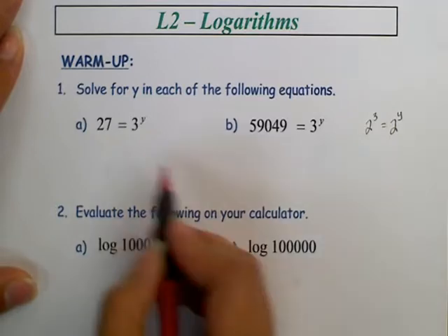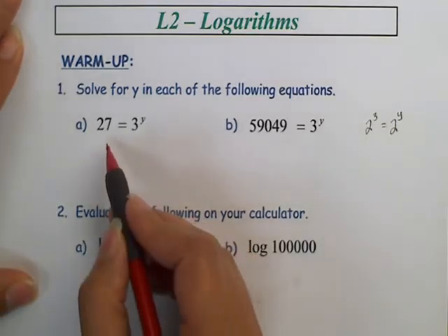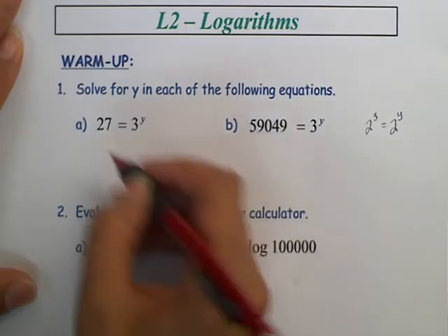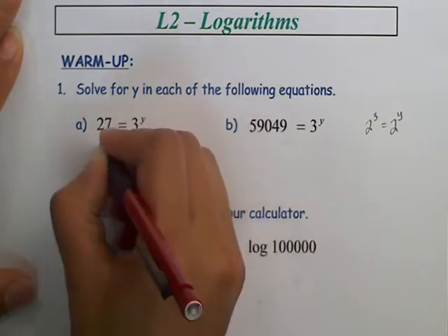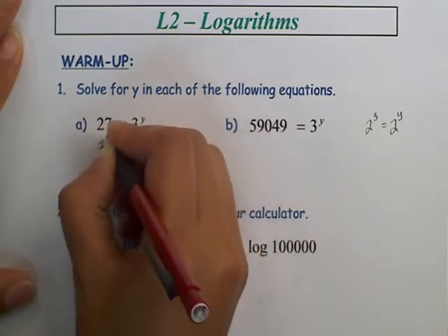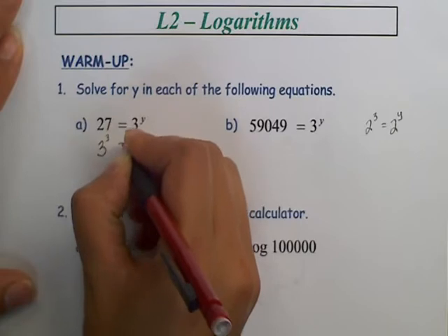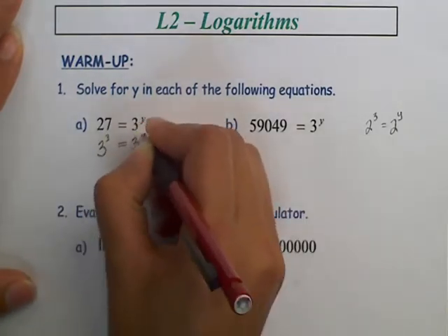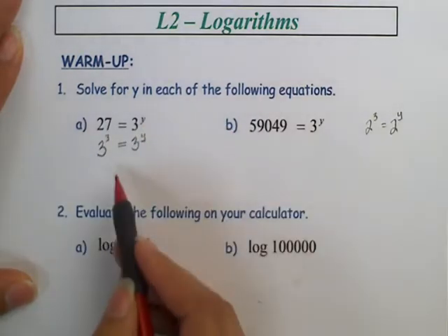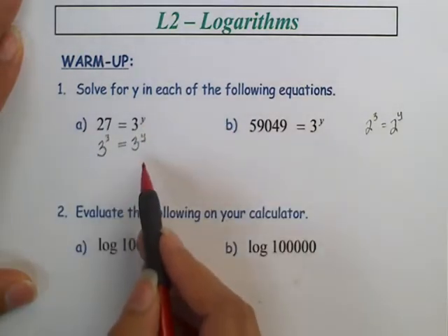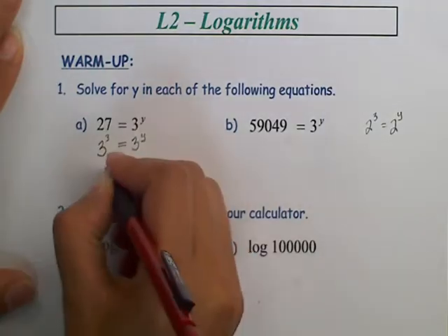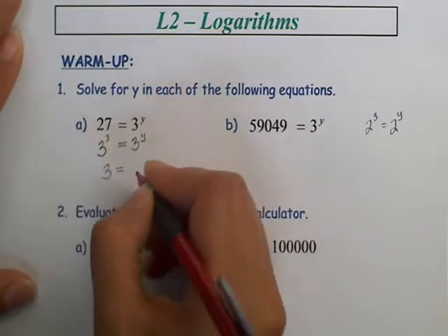And so what I'm going to try to do is rewrite the base on the left-hand side so that it's equivalent to the base that I have on the right-hand side. So if I rewrite 27, I can rewrite it as 3 to the exponent 3. And that'll give me an answer that's equivalent to 3 to the exponent y. And so again, since the bases are the same, then if the statement is true, that also means that the exponents must be the same. So that tells me that 3 is equal to y.